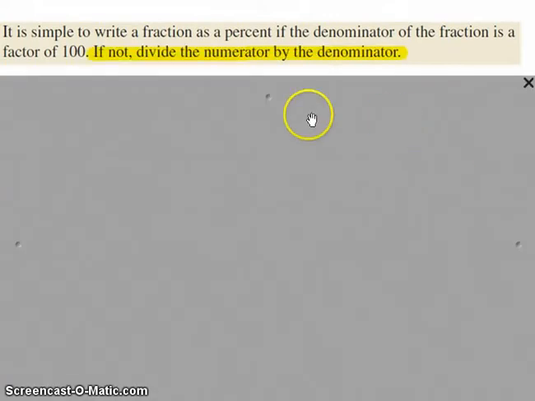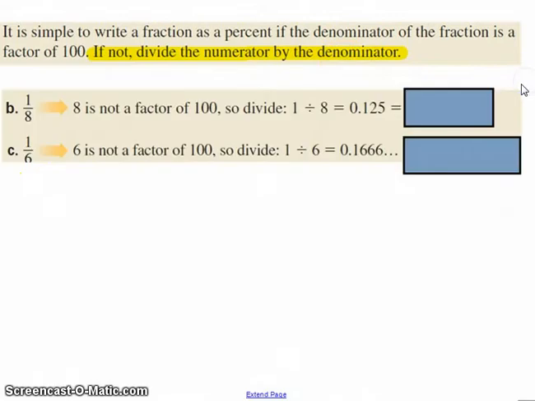But what about when it's not a factor of 100? If that doesn't happen, then you're going to have to divide. 2 examples given in the textbook, 1 out of 8, that 8 is not a factor of 100. 1 out of 6, likewise, not a factor of 100. You got to divide. Whether you do this with pencil and paper or whether you do it with a calculator, you should find that 1 divided by 8 is 0.125, and 1 divided by 6 is 0.1666, with the 6's continuing forever. But I want to make these into percents.